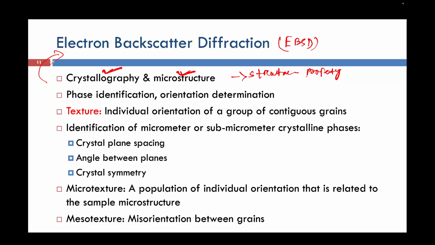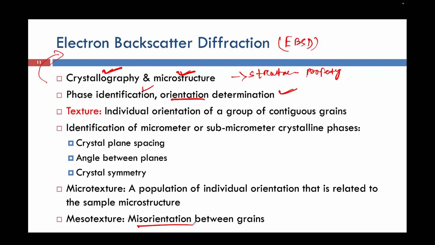So the function of EBSD, or the information that we will get from EBSD, is that we can identify any phase, whether it's a single phase material or whether there are multiple phases. And the most important thing is we'll be able to see the orientation of each and every grain. From this orientation determination, there is another term called misorientation, so we will also be able to see the misorientation between grains.